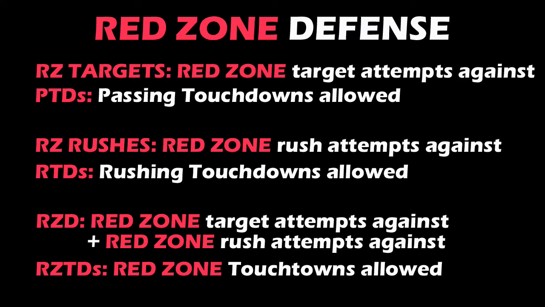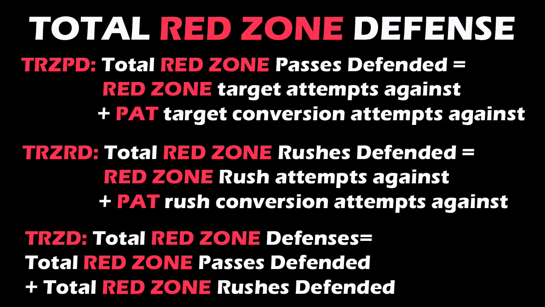The first chart shows red zone defense for attempted touchdown passes and touchdown passes allowed, as well as rushing touchdown attempts and rushing touchdowns allowed. Finally, total red zone touchdown attempts and total red zone touchdowns allowed. The next chart shows total red zone defense. This basically takes the red zone defense stats and includes point after touchdown tries and conversions, showing us a total of red zone opportunities given for each team.